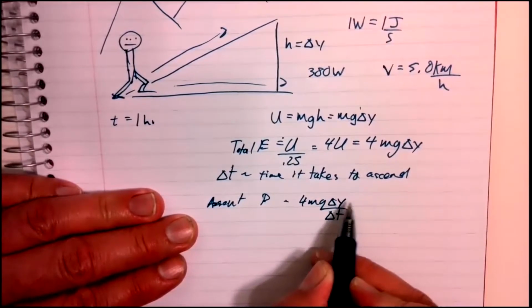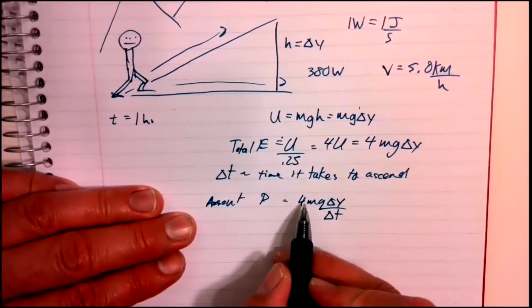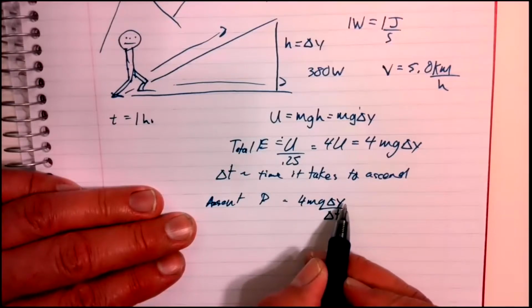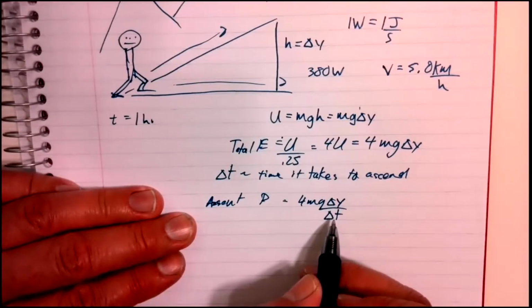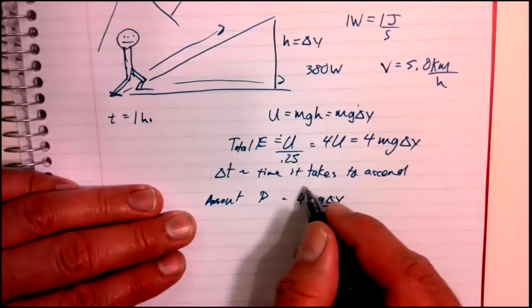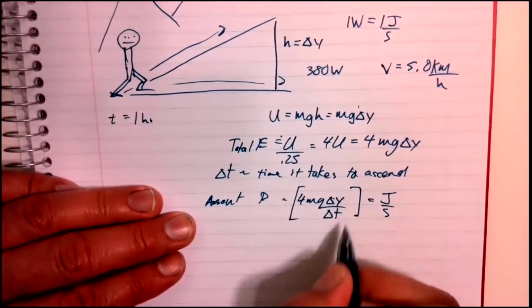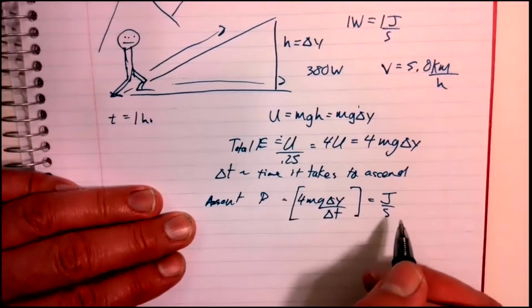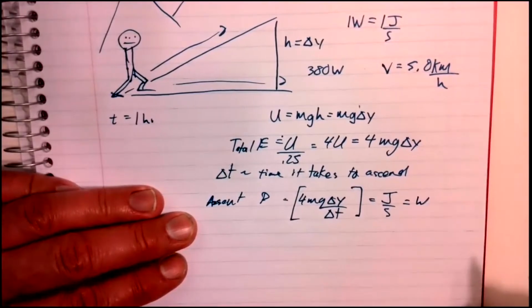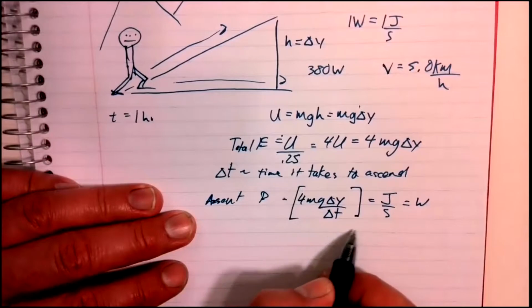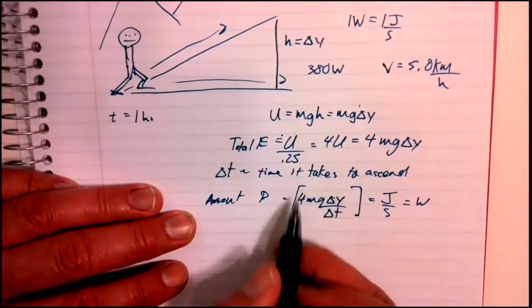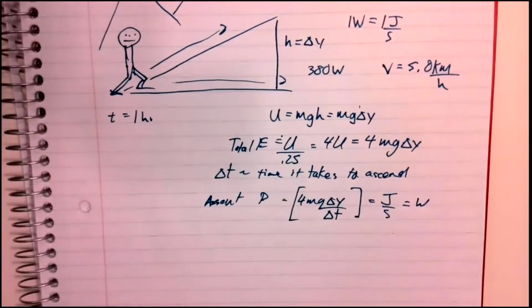So this is the total energy, or sorry, the metabolic energy it took to go up that hill. And if we divide by the time period, that gives us power, because this all has units of joules per second. This bracket means what are the units of this, which is joules or seconds or watts. So this is the correct formula to find the power to go up the hill.